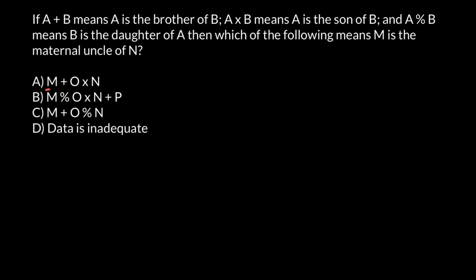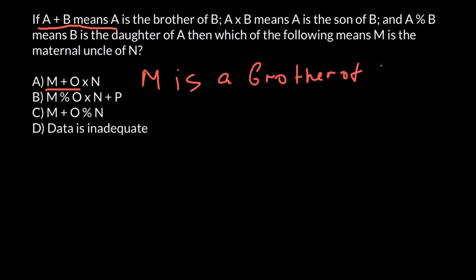Here we have M plus O, and this means that M is a brother of O. Next, O times N, and that means that A is a son of B. In our case, that means that O is a son of N.